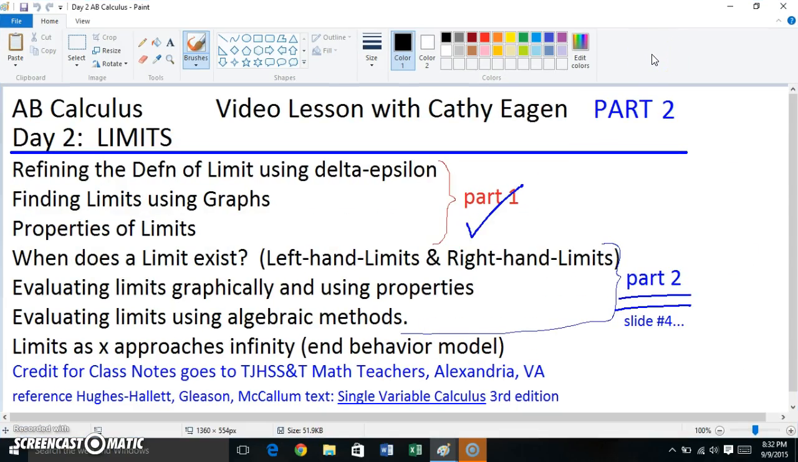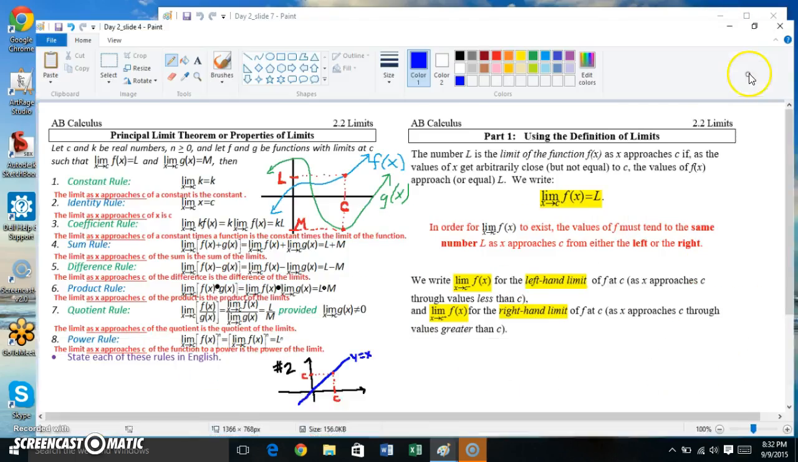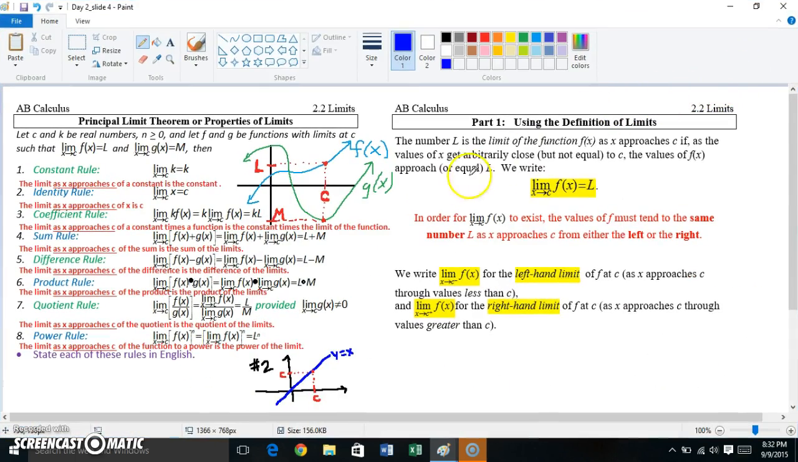Okay, so we're going to continue with our limits, using the properties of limits to evaluate limits both graphically and algebraically. So we're in part 2. All right, so we briefly looked at some graphs and the rules that go along with finding limits.